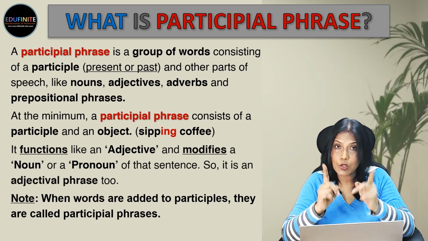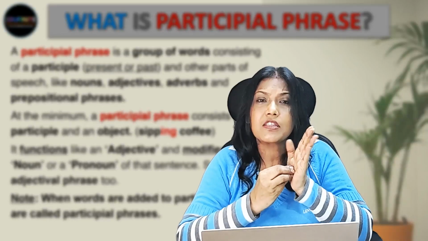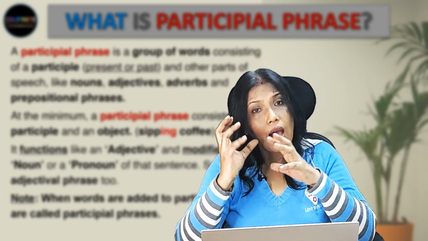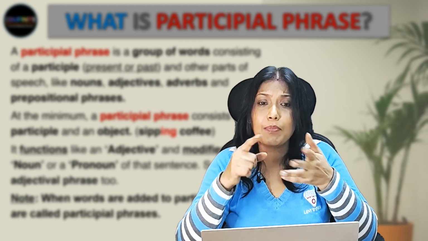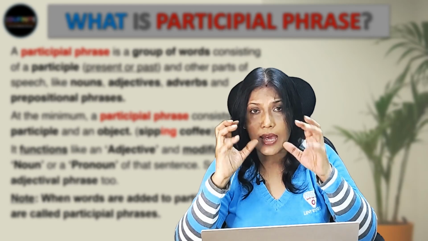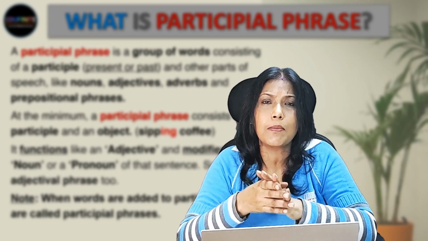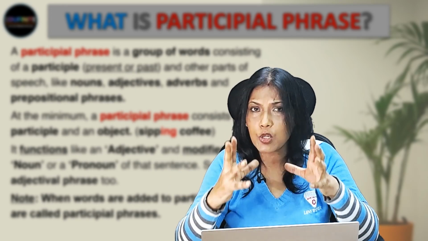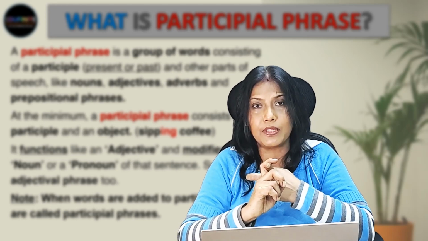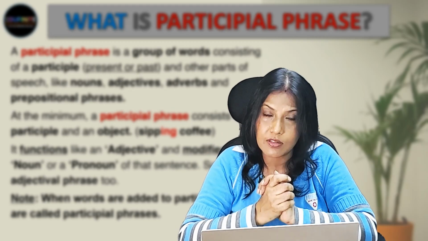You have to note why we call it a participial phrase. When words are added to participles, they are called participial phrases, because a participle is one word and to make a phrase you need other words. The other words are not participles. They can be, as I told you, nouns, adjectives, adverbs or prepositional phrases. Together they form the participial phrase. We do sometimes call them participle phrases, but we actually should call them participial phrases, since they have one participle, but the other words are not participles.